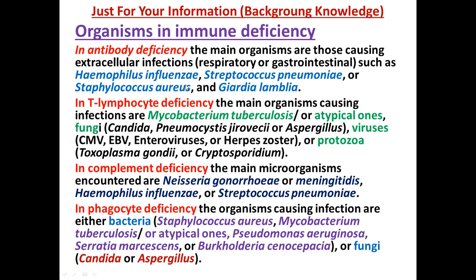It is not included in the lecture. The microorganisms that are common in each type of immune deficiency: antibody deficiency, extracellular infection. T lymphocyte deficiency: mycobacteria, viruses, protozoa. In complement deficiency: Neisseria gonorrhoeae, Neisseria meningitidis, Haemophilus. Phagocytic cells: Staph aureus, atypical Mycobacterium, Pseudomonas, Candida, fungi. This is just for you to read to support your background.